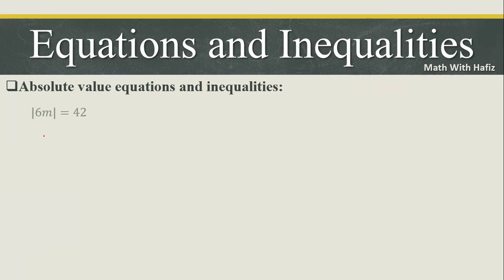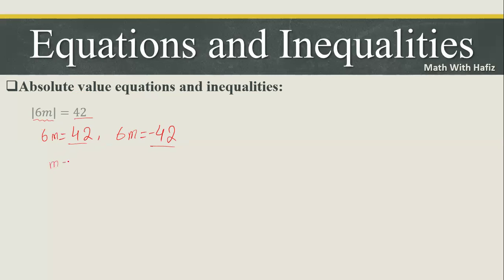In this case, 6m can be either positive 42 or negative 42, and when you take its absolute value, the answer will be positive 42. So if you want to find the values of m, there will always be two possible values. The first one with a positive sign, the second with a negative sign.